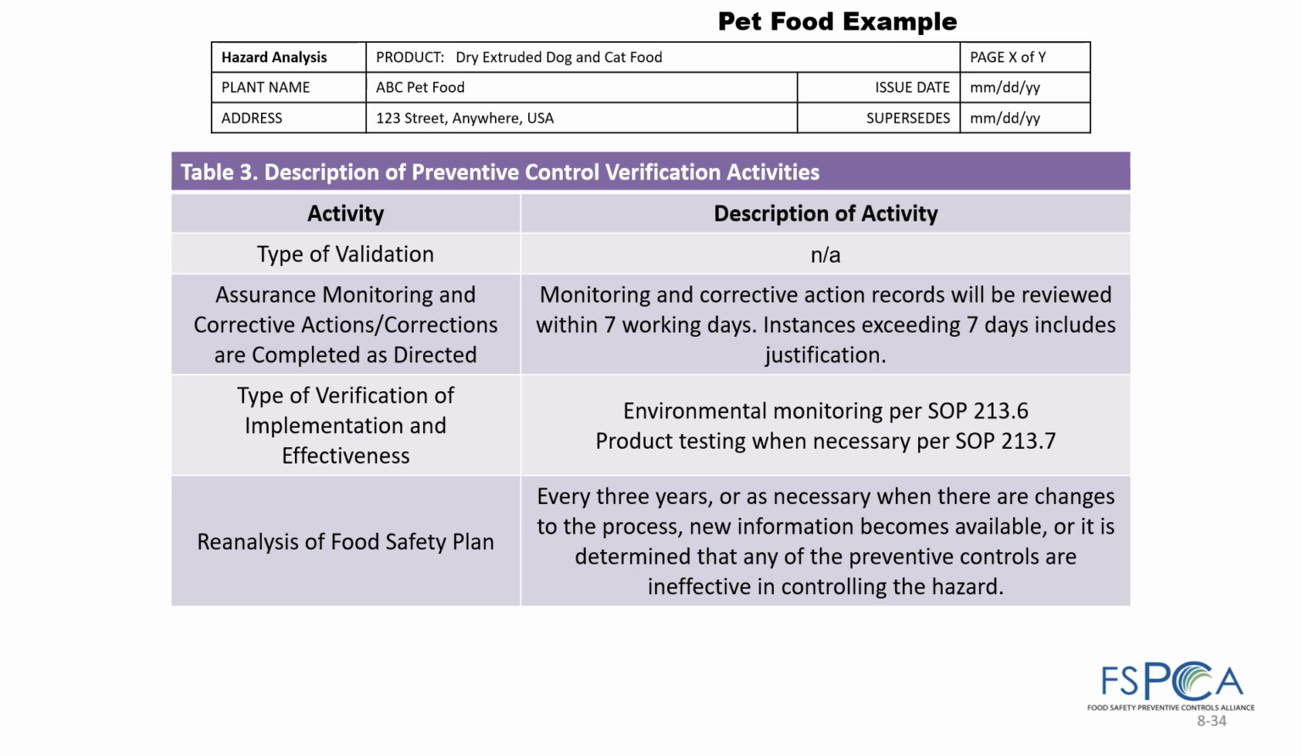Okay. Monitoring and corrective actions, again, I'm just going to verify those records to make sure that those are happening correctly. Verification of implementation and effectiveness: what are my actual verification activities here? I have an environmental monitoring program, and I also do product testing as necessary. Okay, two pretty good verification activities. Reanalysis every 3 years or as necessary.